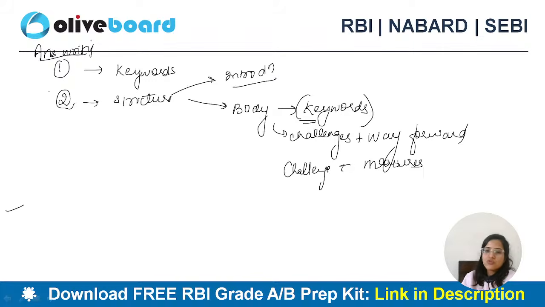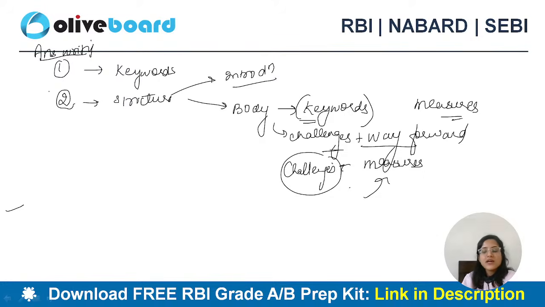Sometimes they don't ask you challenges directly, but they talk about the measures, and then you have to write down the challenges. If they ask about challenges and they've not asked about the measures, then you have to give a way forward or measures. These are some implicit things that you have to remember. Okay? In your body portion, try to cite some data. Try to cite some authentic source. Try to cite some examples. They are very, very important. Okay? It is going to give you an edge.